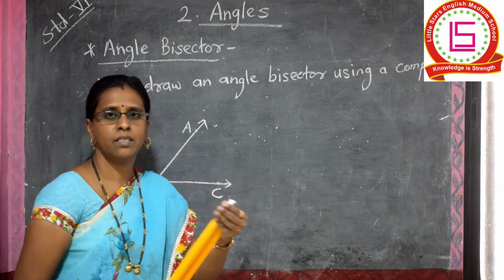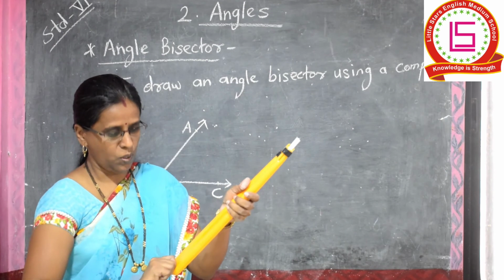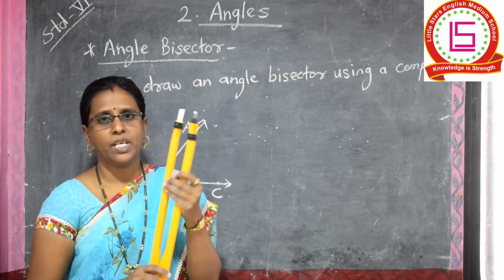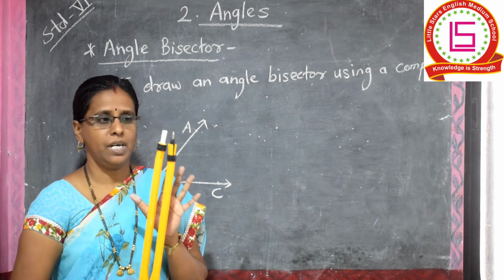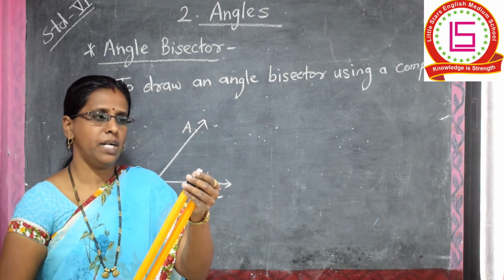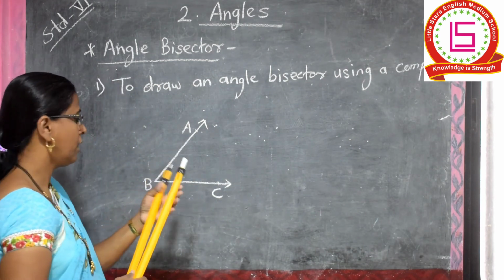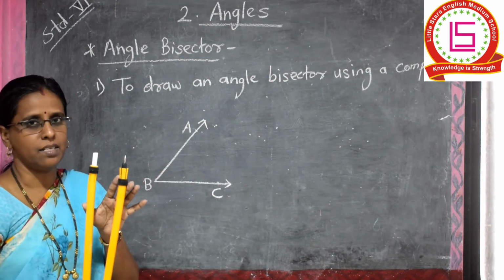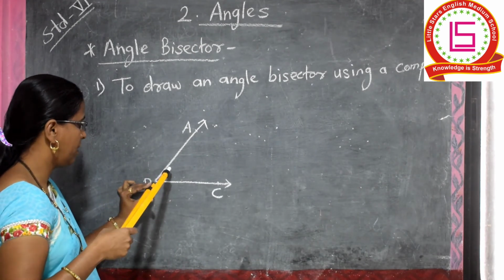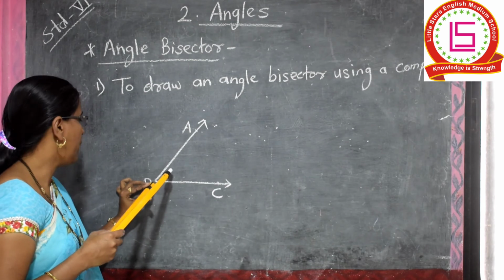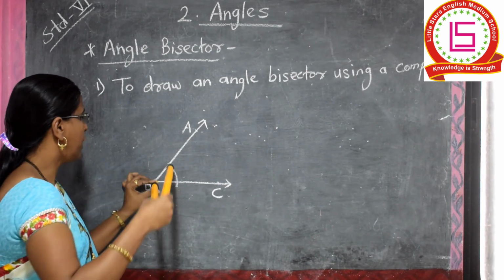So for this, see here, in your compass box, what is this called? This is a compass. Okay, compass. So take your compass and see here, taking a convenient distance, then place the compass at point B and draw an arc to cut the arms.